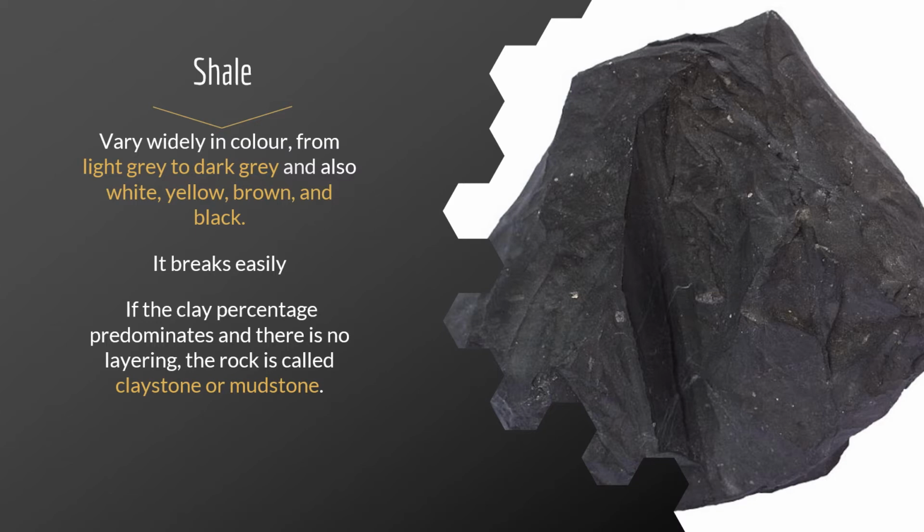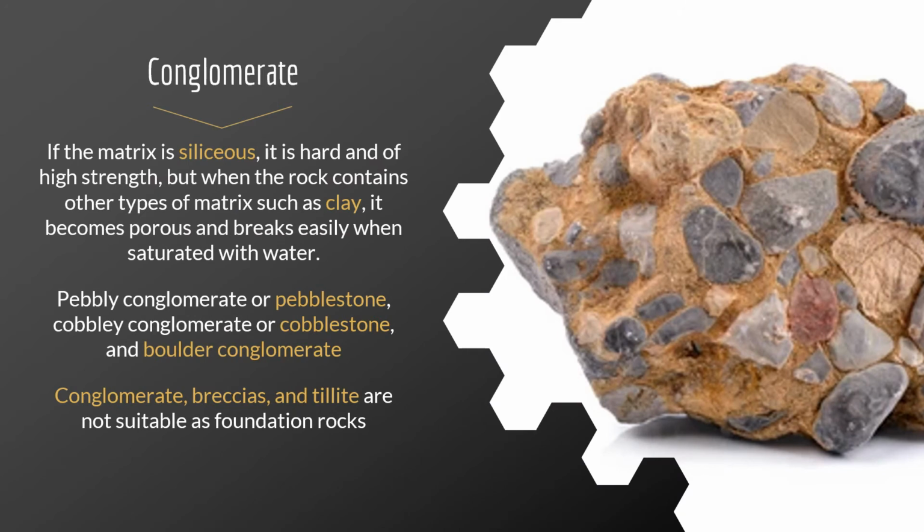Claystone beds are frequent in the Siwalik Formation, and shale and claystone contain minerals which play a significant role in engineering geological investigations. And then the next type, we have the conglomerate. So this rock is formed from consolidation of rounded boulders. If the matrix is siliceous, it is hard and of high strength, but when the rock contains other types of matrix such as clay, it becomes porous and breaks easily when saturated with water.